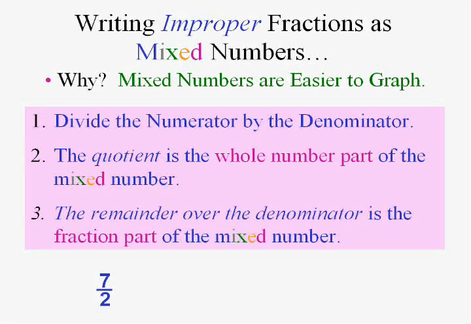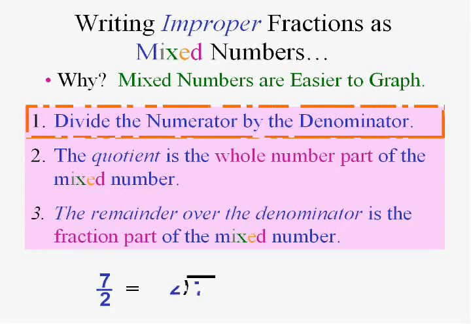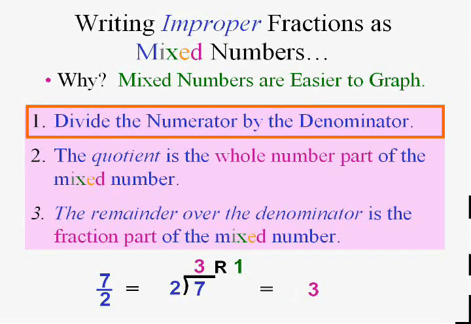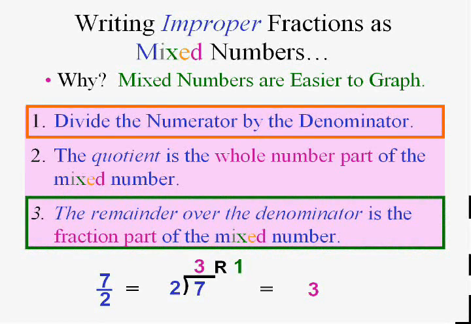For instance, let's change 7/2 to a mixed number. We'll divide 7 divided by 2, top divided by bottom. The answer is 3, but we get a remainder of 1. So what we do is that the quotient, the answer, is the whole number part, and the remainder over the denominator is the fractional part. Excellent. And that's how you do it.